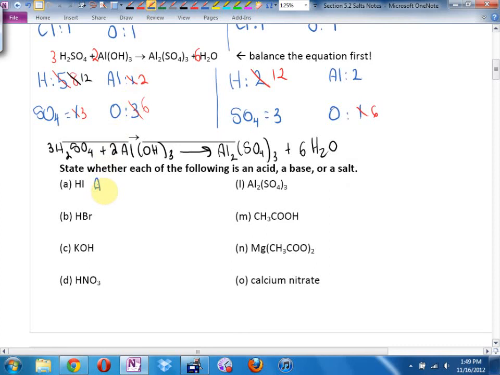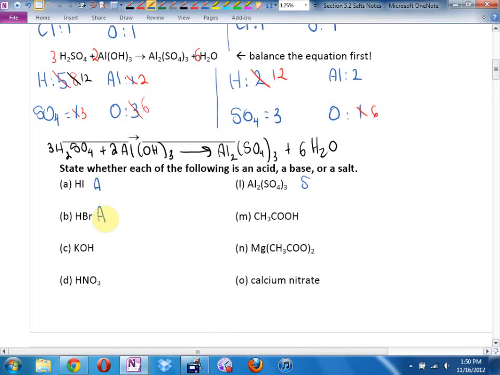We're going to go across to L. Does it start with an H? Does it end with an OH? Then logically, what is it probably? B. Right? M.